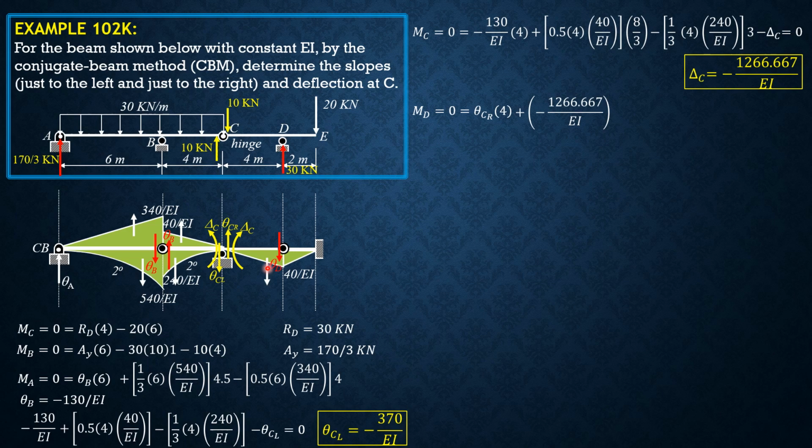Then minus the moment of this area, 0.5 of 4 times 40 over EI. This distance is 4/3, 1/3 of 4. Then from here we can solve theta C right. So theta C right is equal to 343.333 over EI. So that's it. We already satisfy the requirements of this problem.